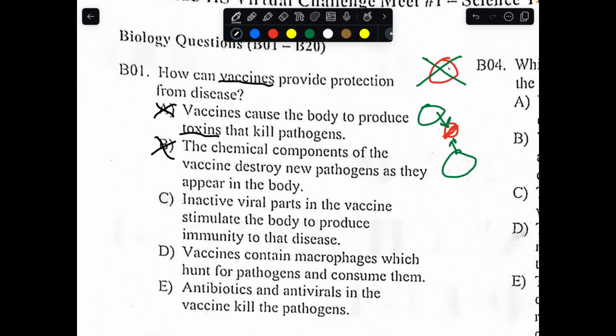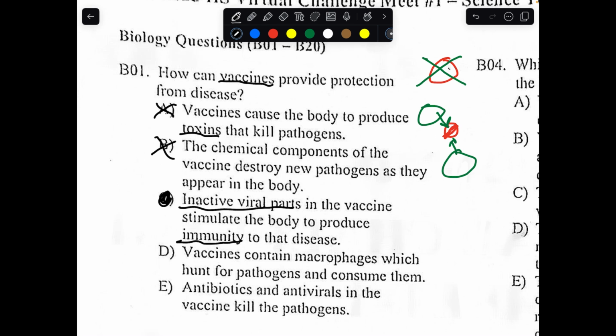Letter C. Inactive viral parts in the vaccine stimulate the body to produce immunity to that disease. That is what we talked about. The inactive viral parts are those dead antigens that we covered in the very beginning. And the immunity to the disease is what we'll get. Once our bodies are trained to fight the disease, we'll be able to fight it back in the future. So C would be the right answer.